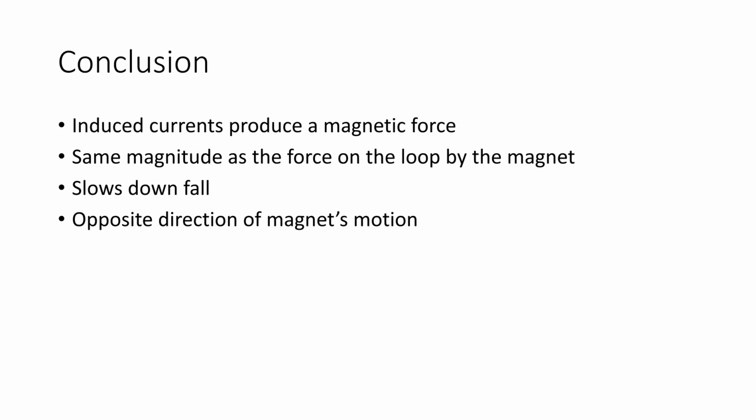In conclusion, I proved that induced currents in a wire loop produce a magnetic force. This force has the same magnitude as the force on the loop by the magnet. I observed this interaction between a bar magnet and a roll of aluminum foil, which acts like a line of wire loops. The magnet slowed down inside of the foil and traveled at a constant speed. This shows that the force acts upwards, opposing the direction of the magnet's motion, as well as gravity.